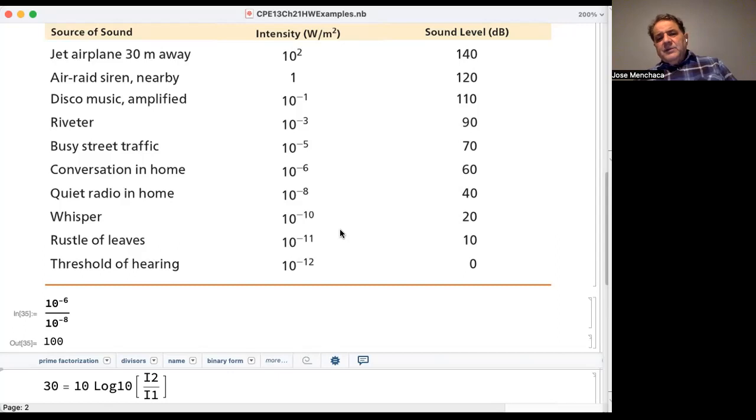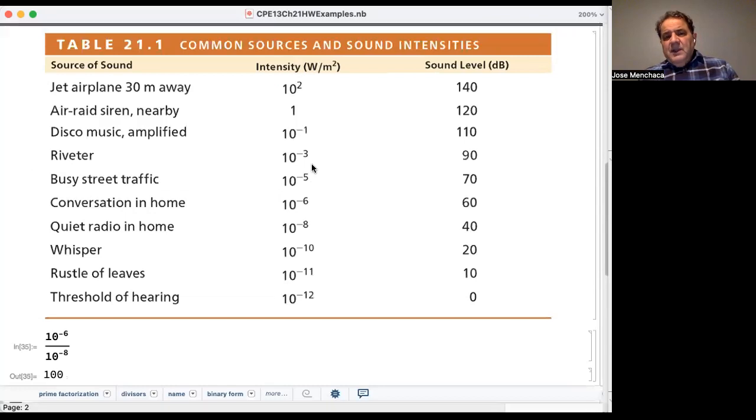It's just a ratio. So if you were to say, okay, a whisper and the conversation at home, that's a 40 dB difference. Well, what's 10 to the minus 10 and 10 to the minus 6? That's 4 times. So that would be 10,000. It's 10, the 4, that's how many zeros you add. So if you have a 40 dB difference, you're going to add 4 zeros, so that would be 10,000. If you went from 60 to 90, that's from 10 to the minus 6 to 10 to the minus 3. That's a difference of 3 in the exponent. So that's 1,000.